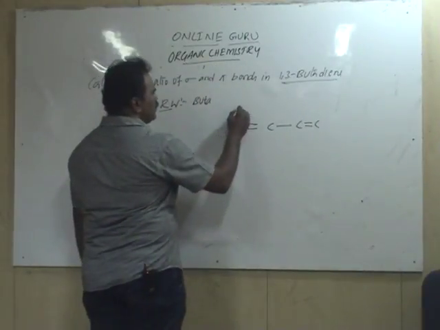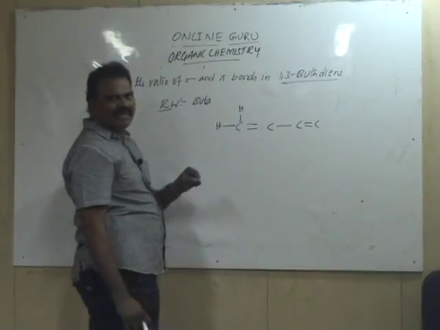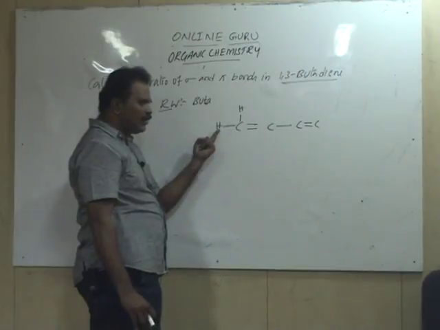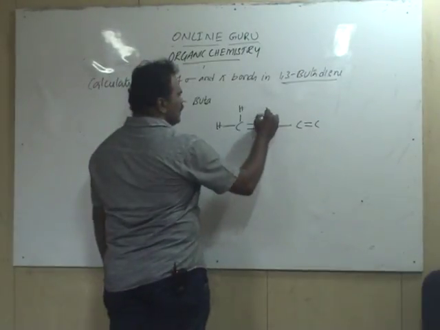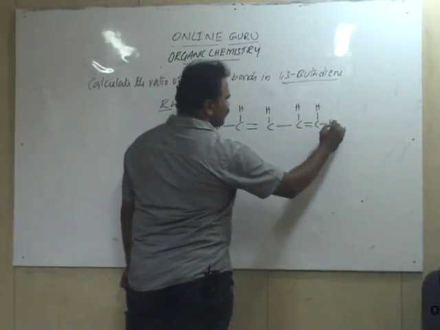Then here there are hydrogen atoms, because the carbon valence is 4. It is a tetravalent carbon atom. We have to satisfy tetravalency with hydrogen atoms. So this is hydrogen, and this is hydrogen, and this is hydrogen, and this is hydrogen.